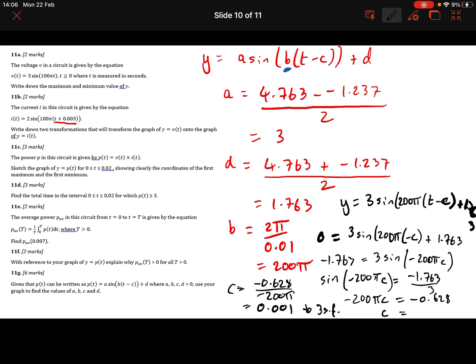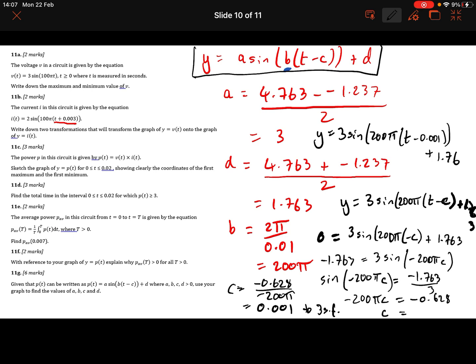So a little cheat there. When you get a question like this, you've got to find A, B, C and D. Find A first, A is easy to find. Find D second, D is easy to find. Find B third, and remember B is 2 pi divided by the period. And then find C last by just knowing one point that exists on the curve. Because trying to do it in our heads through the transformations is just a nightmare. We're almost bound to get it wrong. Any questions about that, let me know.